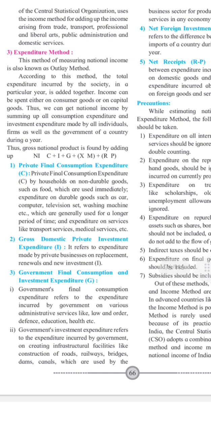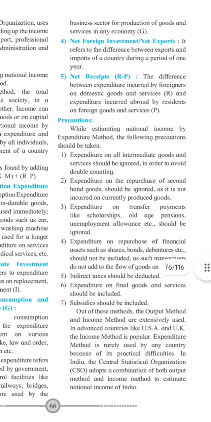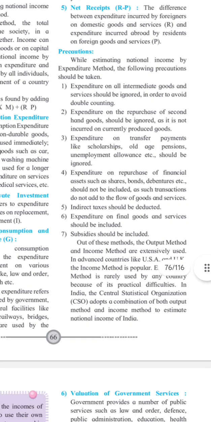So these were the components of it. Now, what are the precautions to be taken while using the expenditure method? Expenditure on intermediate goods should be excluded. Expenditure on second hand goods should be excluded. Transfer payments should be excluded. Purchase of financial assets such as shares and bonds should be excluded. Indirect taxes should be deducted. Subsidy should be added. So these are the precautions to be taken while using the expenditure method.